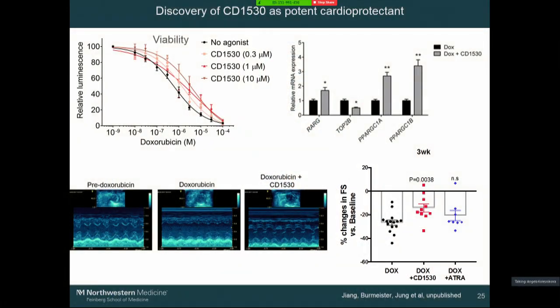The great thing about this drug is it's already bioavailable, so we could dose some mice just by adding it to their water before we treated them with doxorubicin. And for those who are not interested in the echoes, you can see the raw data here. This is the change in fractional shortening after doxorubicin, and for the mice that are dosed with the CD1530, it about halves. Intriguingly, using all-trans retinoic acid does not recapitulate that, so it is also related to the specificity and potency of this drug.